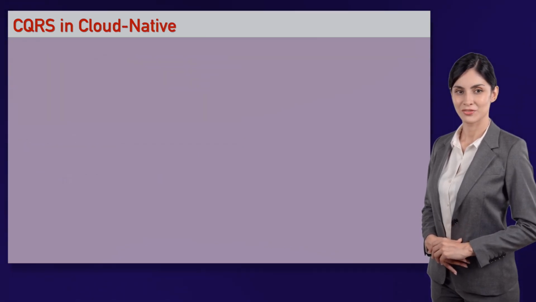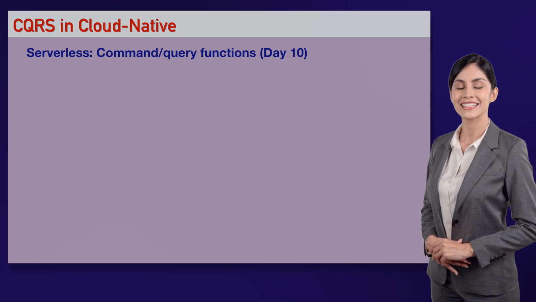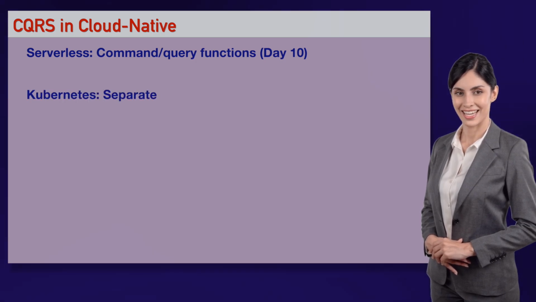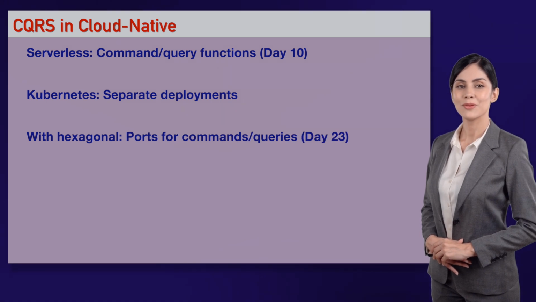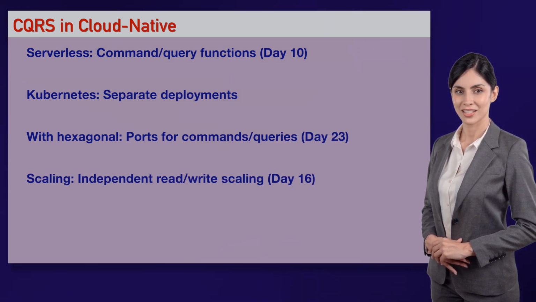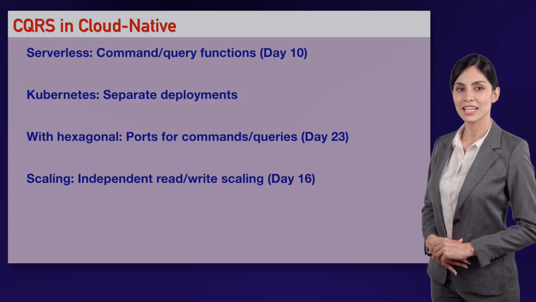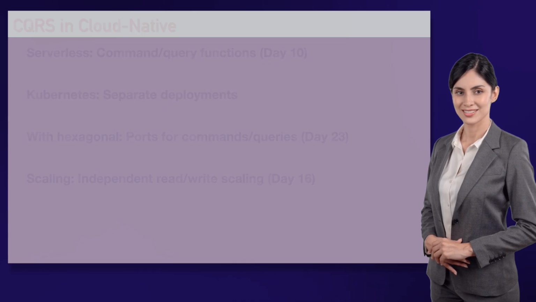CQRS in Cloud Native. Implement command and query sides as separate serverless functions from Day 10. Deploy independently in Kubernetes for scaling. Combine with Day 23 hexagonal architecture by defining ports for commands and queries. Achieve independent scaling per Day 16 patterns.